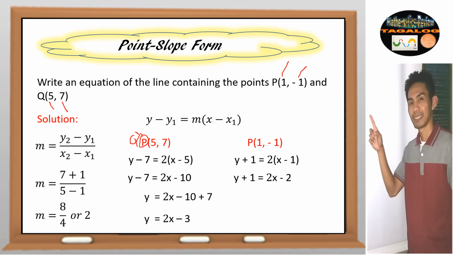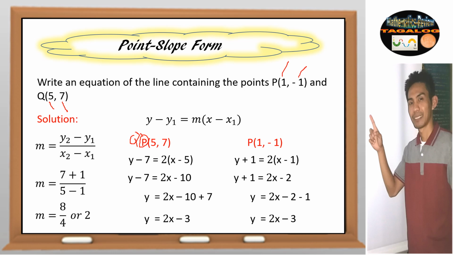Then expand. Y plus 1 is equal to 2x minus 2. Then transpose positive 1 to the other side. Y equals 2x minus 2 minus 1. Then, y is equal to 2x minus 3. Yan na po ang equation ng line.